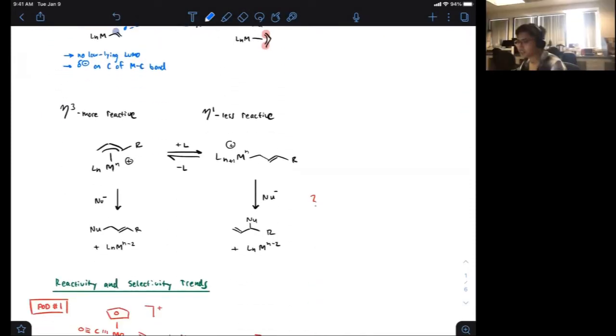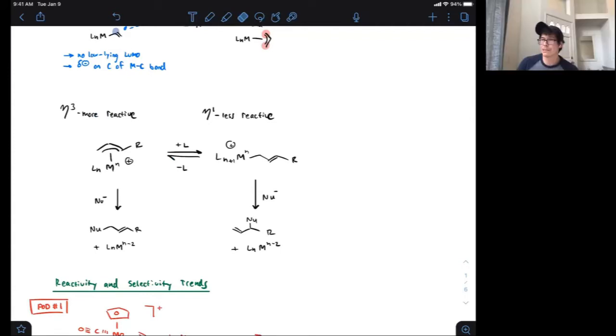Good question, Camille. I have one more question. Is it generally expected for the nucleophilic attack to be an outer sphere mechanism? We'll cover this. It depends on the nature of the incoming nucleophile. That's the short answer.